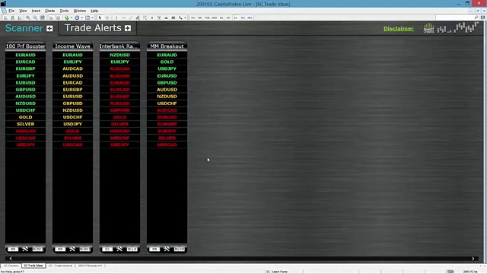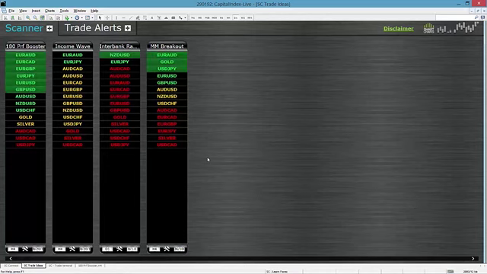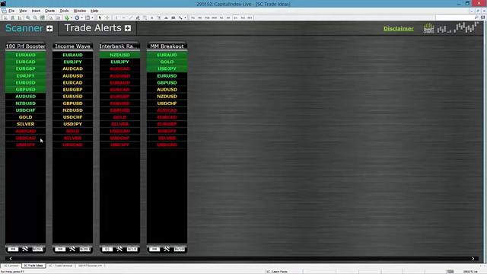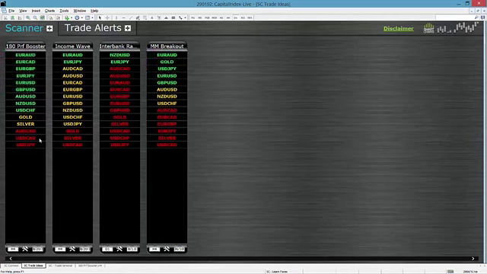For example, if we take a look at the 180 profit booster, we can see that several of these are flashing in green. We've also got just solid green underneath. We've got the yellow color and the red. Now red very simply means no trade. There's nothing there, don't bother even thinking about looking at it.